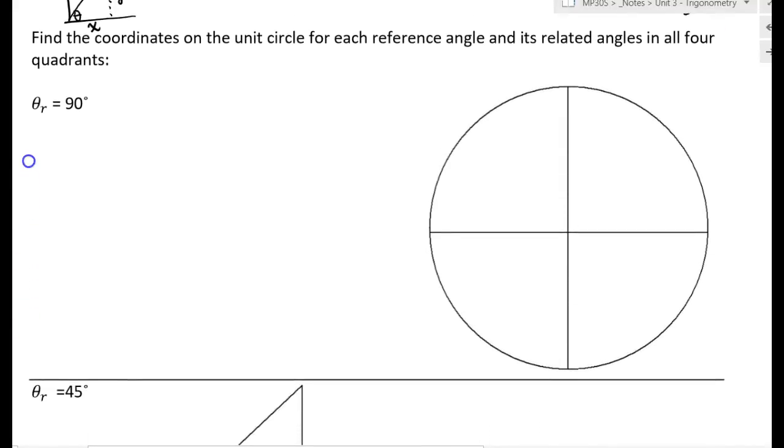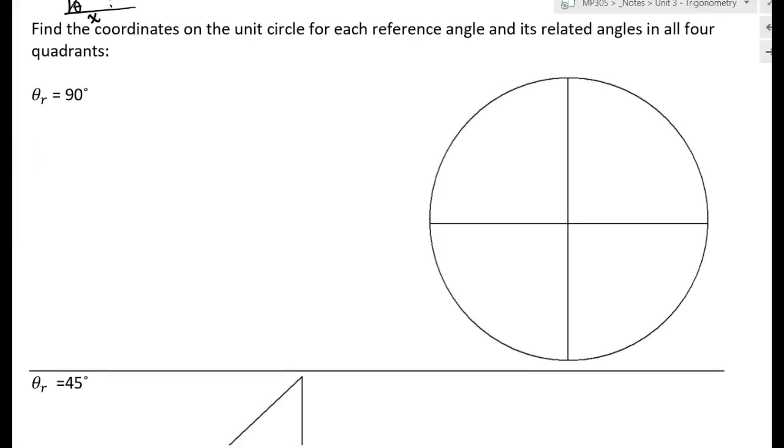So the first thing you're going to do is just work through this activity to kind of wrap your head around how this all fits together. So you're going to find the coordinates on the unit circle for each reference angle and its related angles in all 4 quadrants. So that means that you're going to want to be remembering the whole all students take calculus idea of different signs for different quadrants.